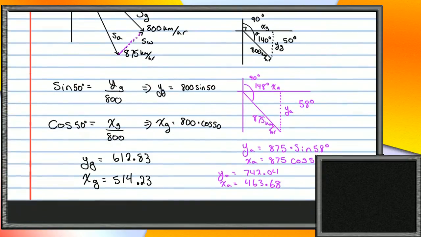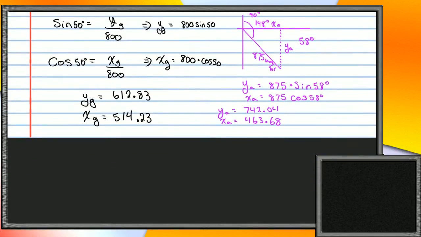Now, the only thing is, technically, our y's are negative because they are in the quadrant 4 portion of our axes, so they would be negative.